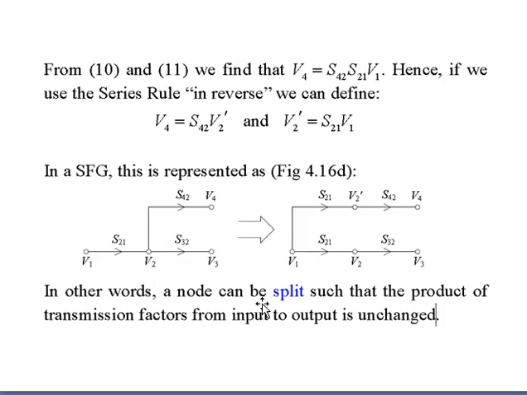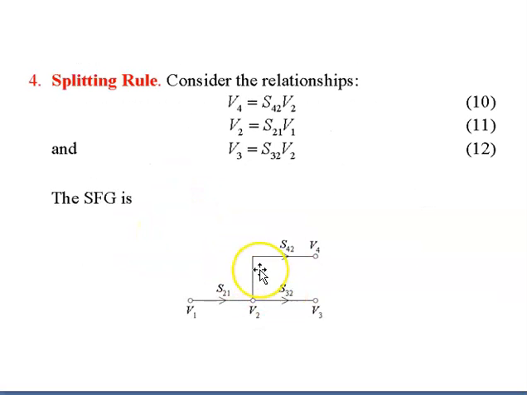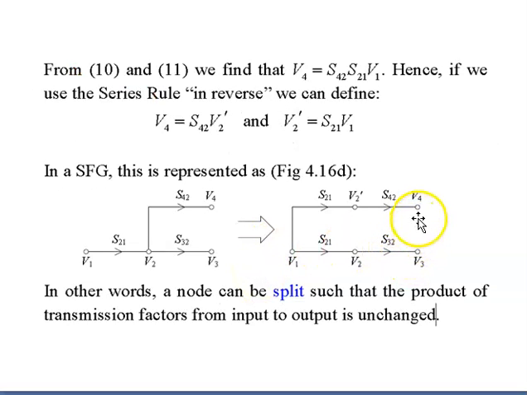From equations 10 and 11, we find that V4 is equal to S42 S21 V1. If we use the series rule in reverse, we can define V4 is equal to S42 V2 prime and V2 prime is equal to S21 V1. So how do you represent this? This is taken from the previous figure, and you simplify it this way: V4 is equal to S42 V2 prime, and V2 prime is S21 V1. In other words, a node can be split such that the product of transmission factors from input to output is unchanged.